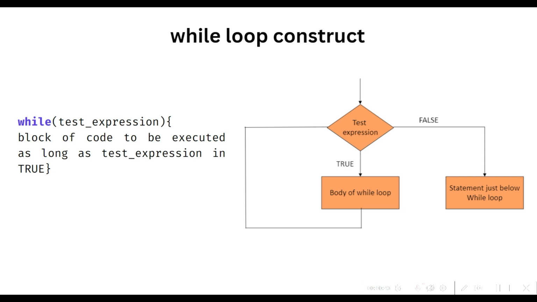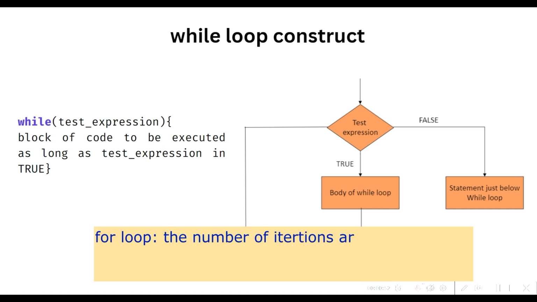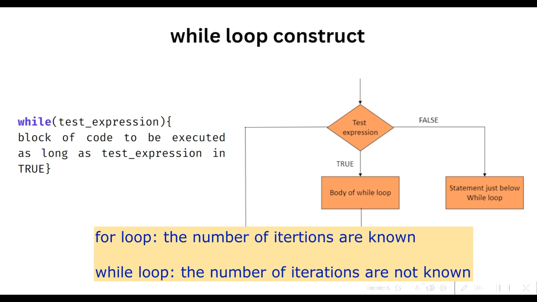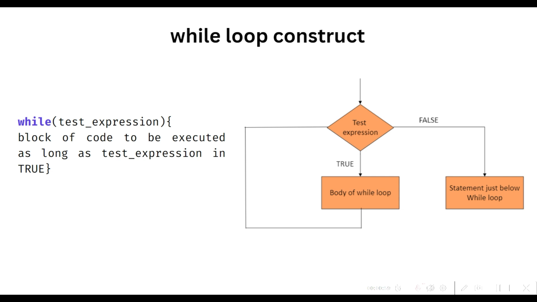Remember, the primary difference between a for loop and a while loop is a for loop is used when the number of iterations a code should be run is known, whereas a while loop is used when the number of iterations is not known. Let's open the RStudio and run some while loop examples.